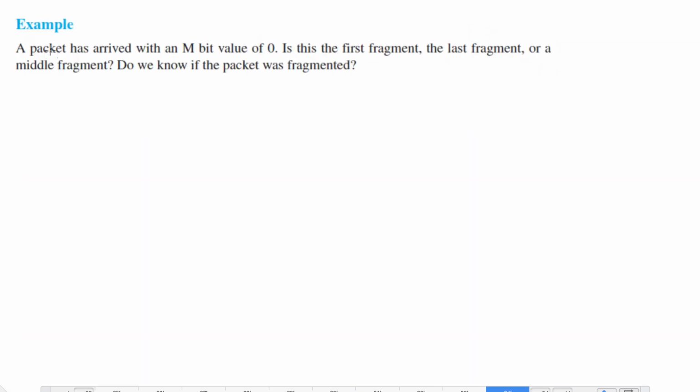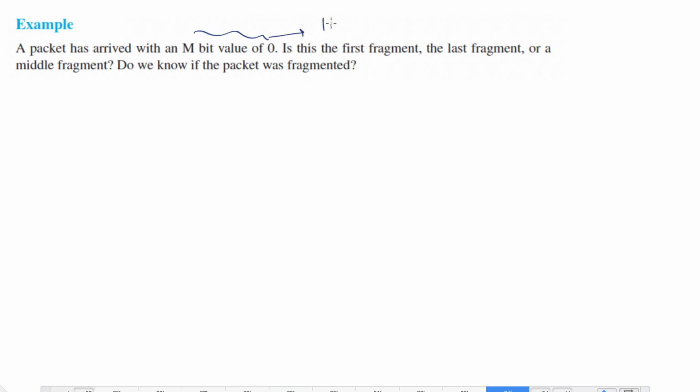So let's say that a packet has arrived with the M bit as 0, which means there are no more fragments. MF bit or M bit is 0. Are there more fragments? No, right? So it means this is the last. Is this the first fragment, the last fragment, or a middle fragment? Do you know whether the packet is fragmented? That's a nice question. So what do you think? If this is 0, which kind of fragment is it? Since M is 0, there are no more fragments, that I'm sure.